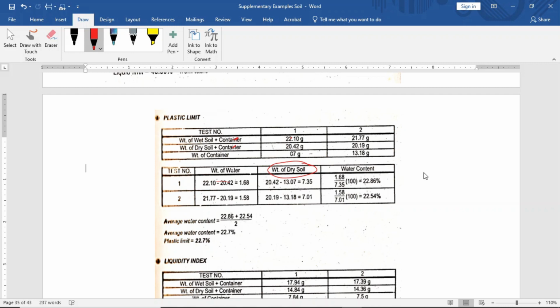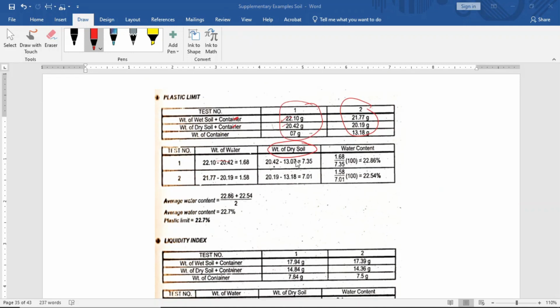Huwag lang kayo malito, huwag nyo i-minus yung ganito. Kasi ito para lang sa test 2. Ito naman para lang sa test 1. Huwag nyo i-interchange yung values natin kasi mag-iba yung sagot natin. Magkamali kayo. So, 22.10 minus 20.42. Ito yan. 1.68.